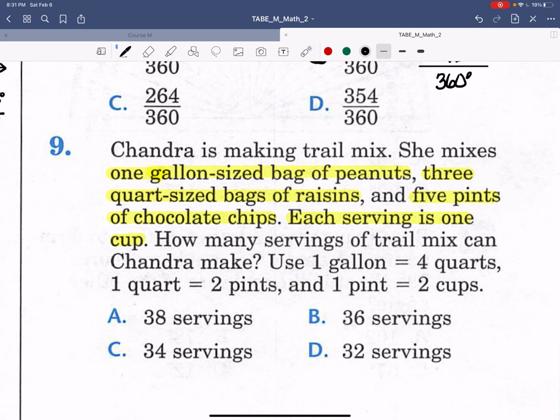So I'm going to start with the gallon of peanuts. She has 1 gallon of peanuts. She has 3 quarts of raisins. This stuff sounds pretty good. And I can never spell raisins. 3 quarts. And then 5 pints of chocolate chips.